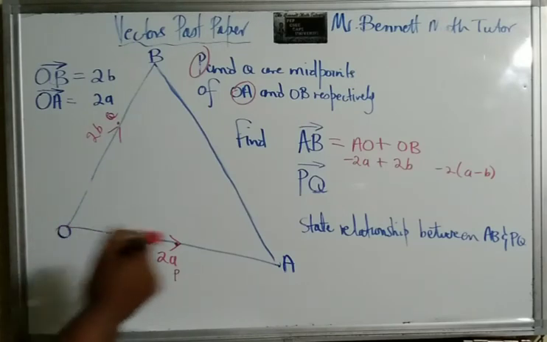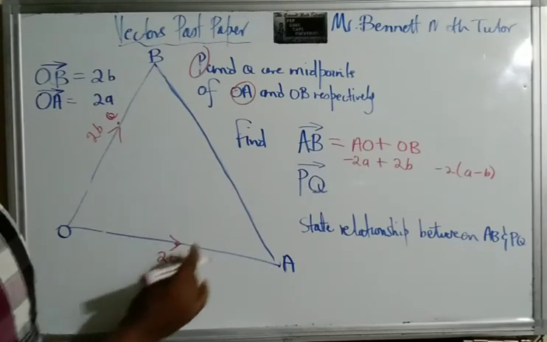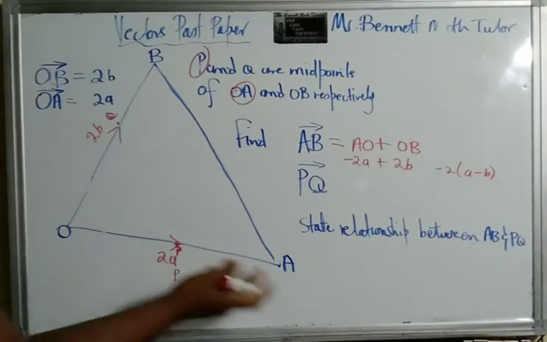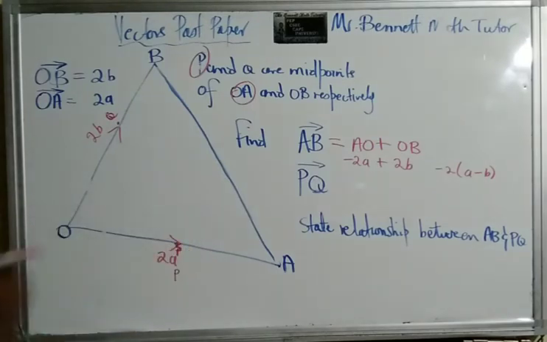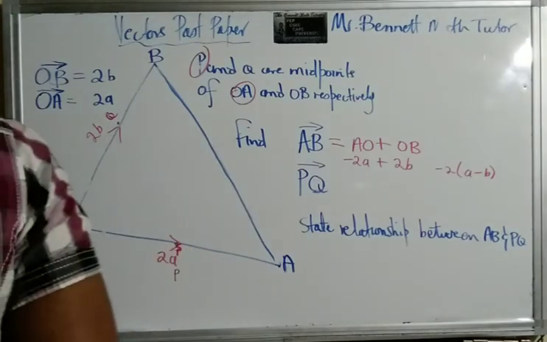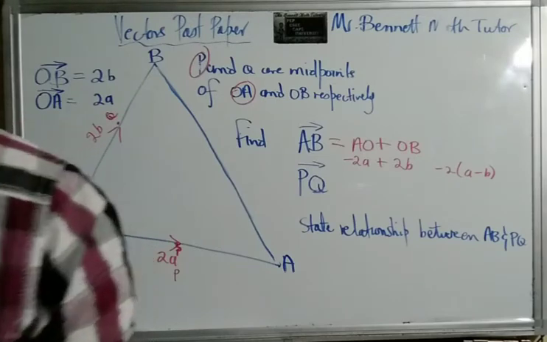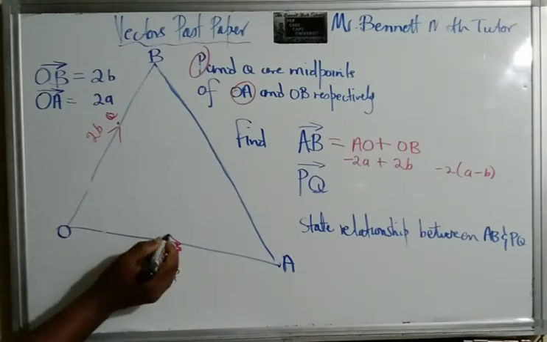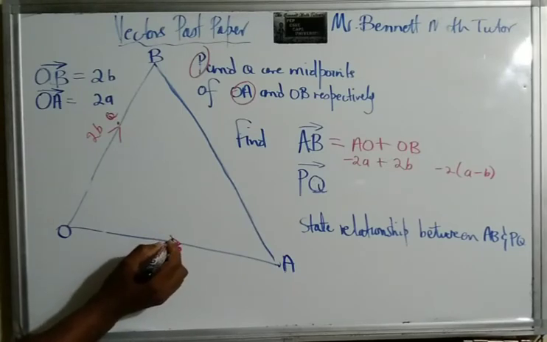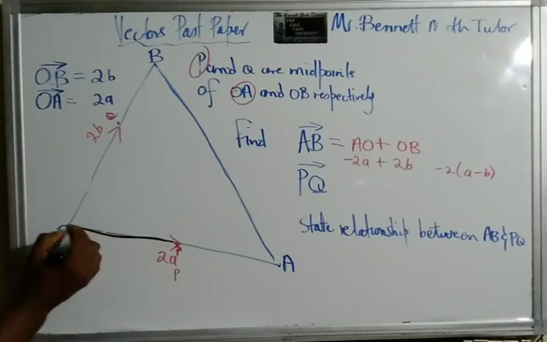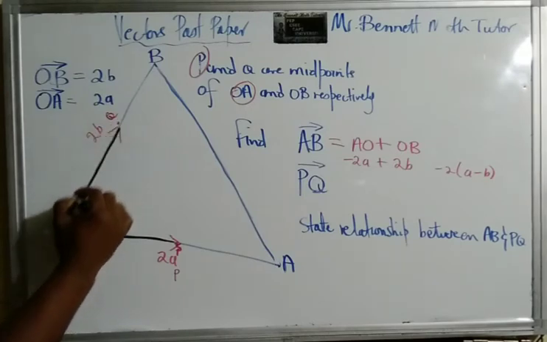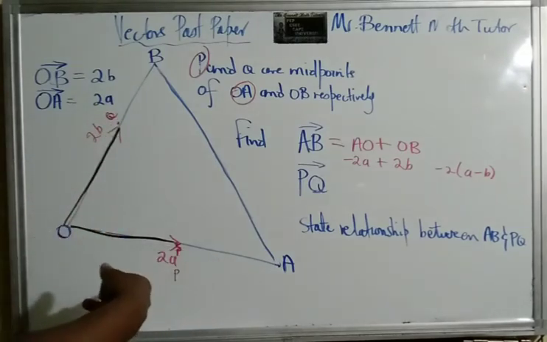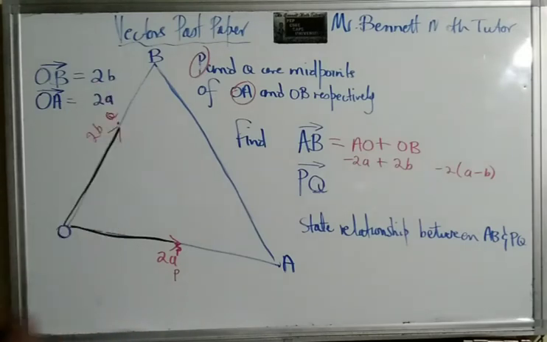Alright, now they asked us to go from P to Q. Now P would be right here, right? The midpoint. So it's halfway of AO, and so basically we're going from here to here. Let me just highlight where we're going with a different color. So that is where we're going, right? So it's half of OA and half of OB.